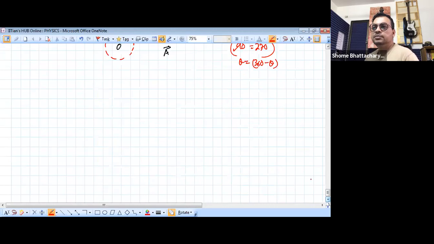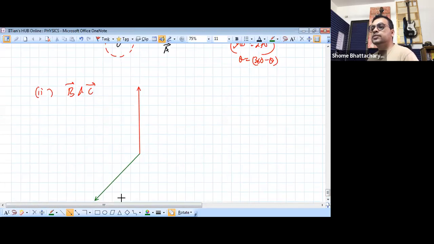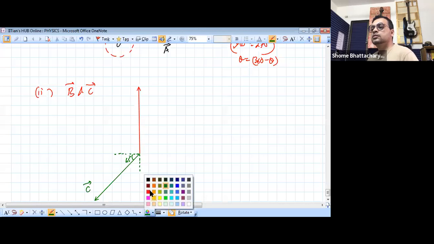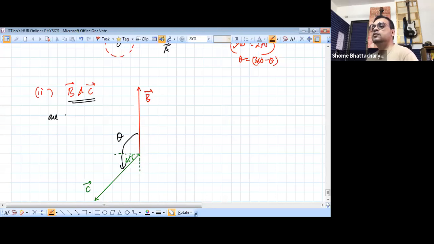Now similarly, if we want to find the angle between B and C, we'll draw the vector B towards north. But in comparison, how is the vector C? The vector C was towards southwest. So again, you can see here that this is 45 and this is the vector C, this is the vector B. So now the angle between them, we'll take as which angle? We'll take as this angle. From B to turn towards C, how much I have to rotate by? So the angle B and C are at theta equal to how much? 90 plus 45 or 135 degrees to each other.